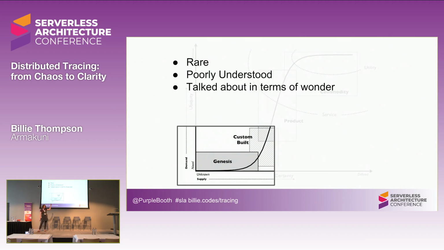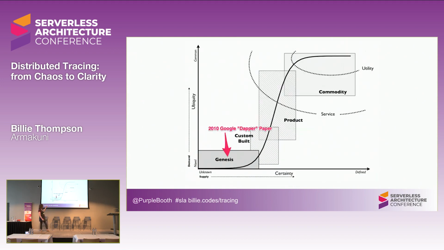So at the bottom we have the Genesis section. During the Genesis section we will see a whole bunch of media articles about how fantastic this new bit of research is. It's really cool, it's going to revolutionize our lives, and it kind of glosses over that it's a bit shit at the moment. So in this section, this was really Google's Dapper paper, which kind of kicked off all this stuff for the tracing market.